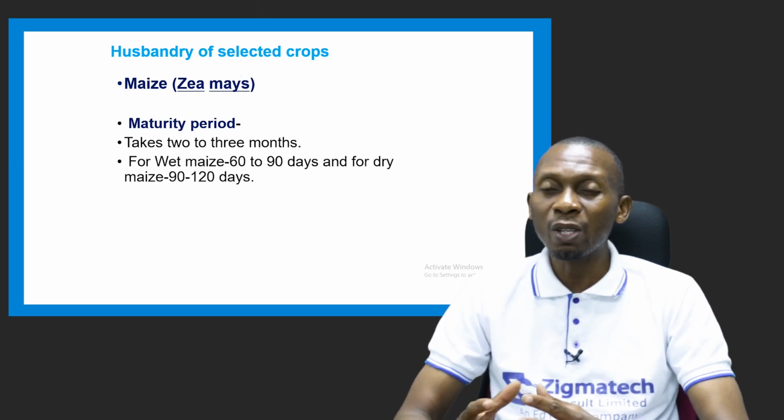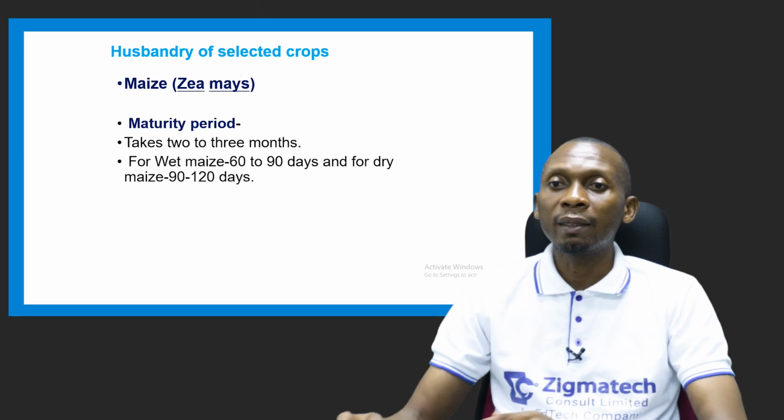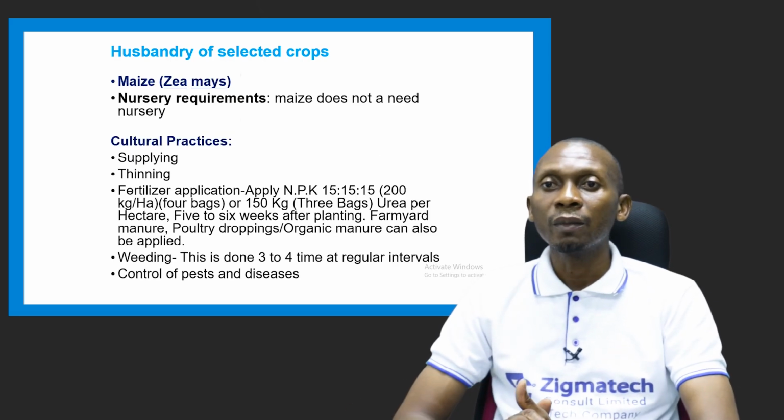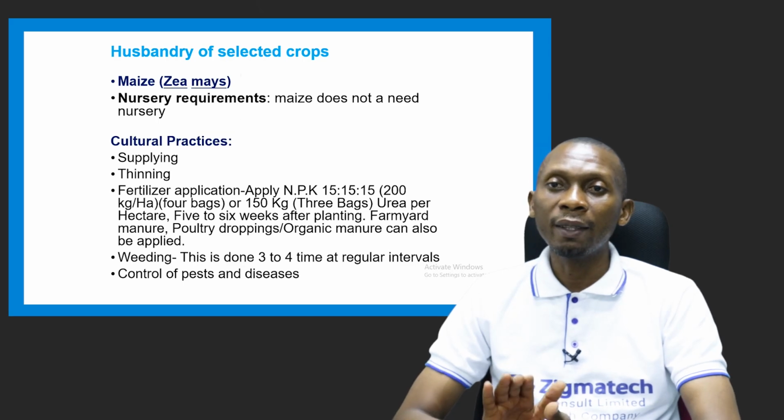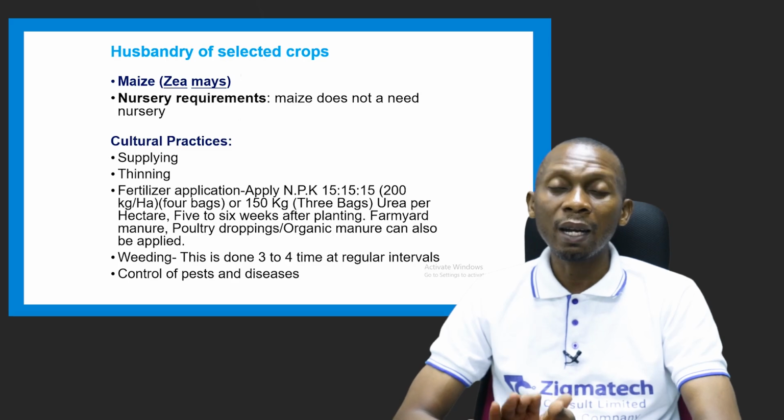But if you want dry maize where the moisture content is very low, it takes about 90 to 120 days. Maize does not require a nursery. Now, cultural practices, certain practices that are carried out while growing your maize plant.